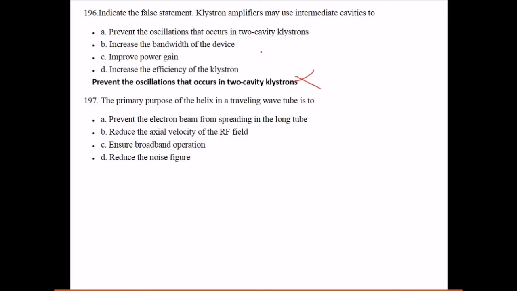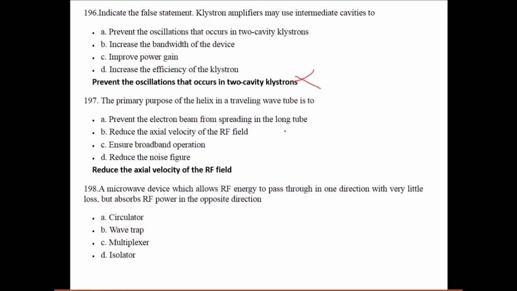The primary purpose of the helix in a traveling wave tube is to reduce the axial velocity of the RF field. So a microwave device which allows RF energy to pass through in one direction with very little loss but absorbs RF power in the opposite direction is what? It is an isolator. We have seen this already.